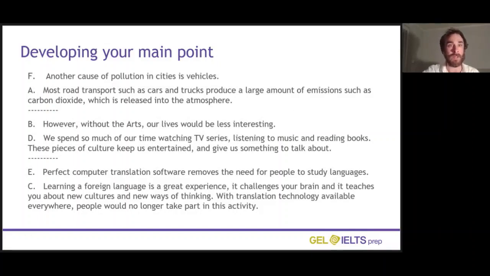In F, the topic sentence is, another cause of pollution in cities is vehicles. So now the student needs to explain how this works. Road transport, such as cars and trucks, so this is explaining what they mean by vehicles, produce large amount of emissions such as carbon dioxide. So this is explaining the process behind the pollution. So now it's clear what they mean by their topic sentence.